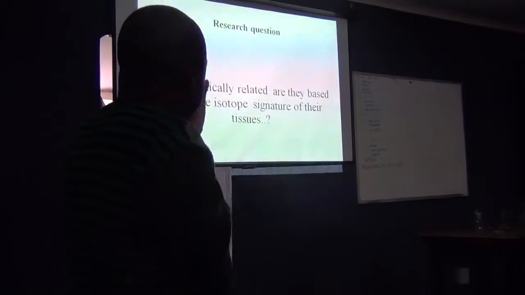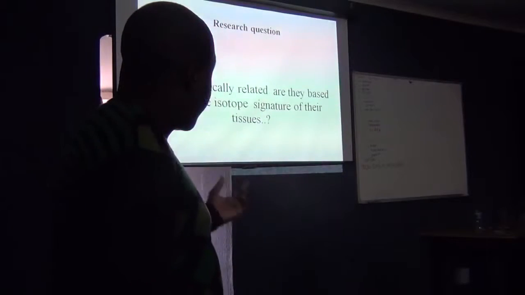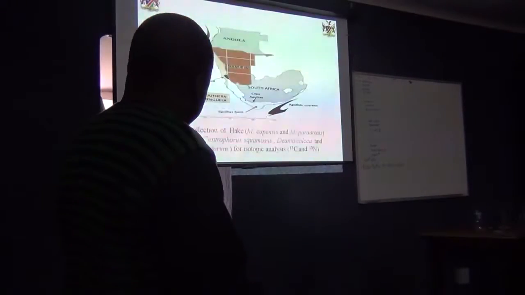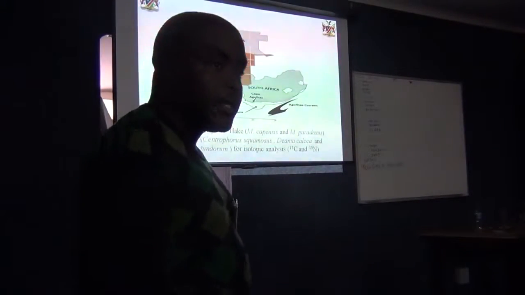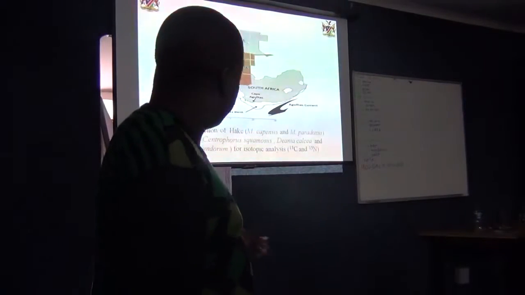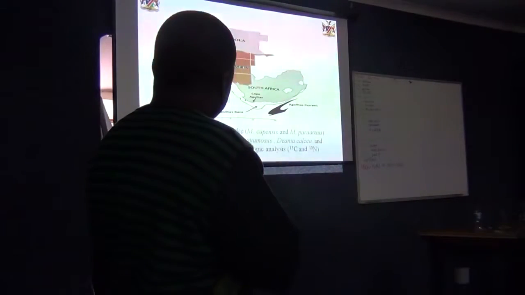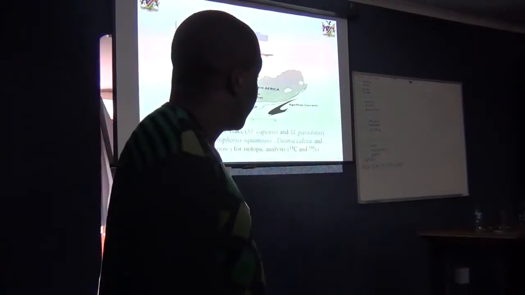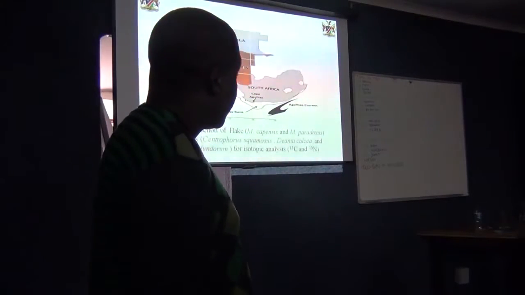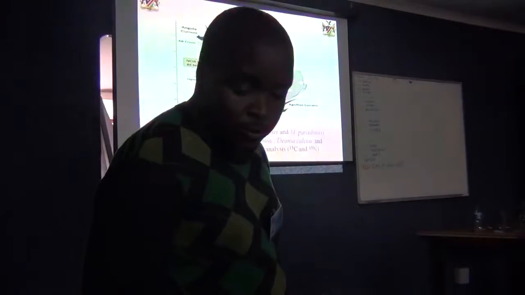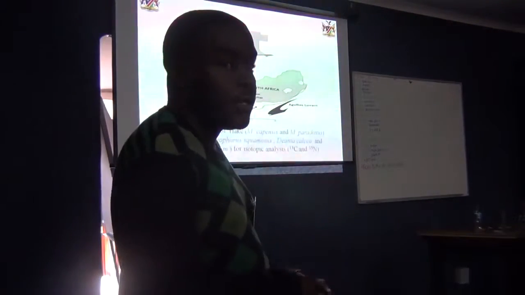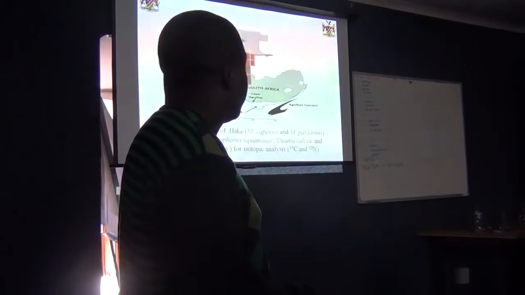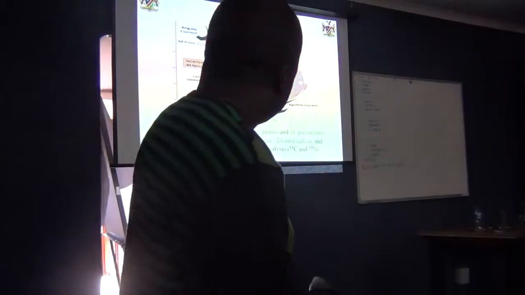So the main research question that I had in mind is how trophically related are they based on the isotope signatures. That means I have to go out and collect tissues from hake and the three shark species of Namibia. And the isotopic analysis was only focused on two isotopes, carbon-13 and nitrogen-15. What you get from carbon-13 is mostly the source of production, while nitrogen-15 gives you an indication of the relative trophic position of that species.